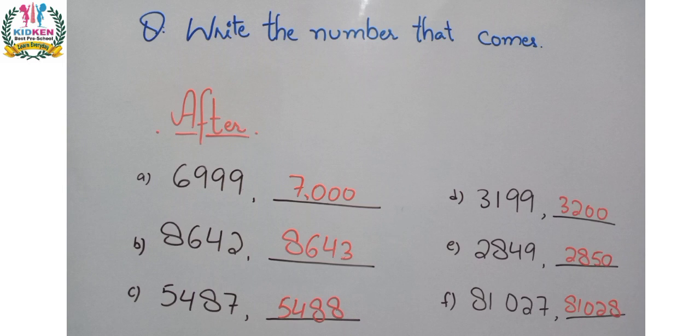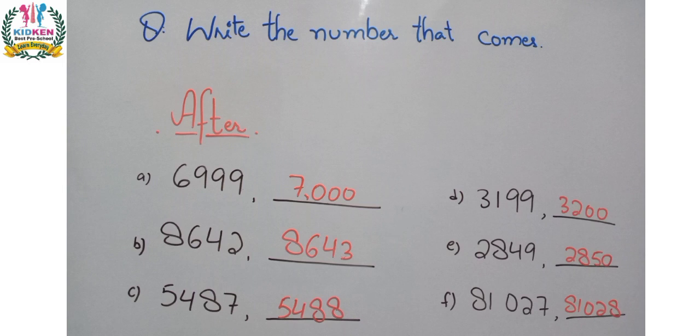Next part of this question: 5487. So again we can add 1. So our answer is 5488. Part D is 3199. So with double nine we can add 1. So that comes to 100. So our solution is 3200.